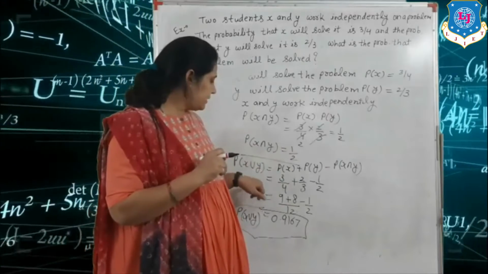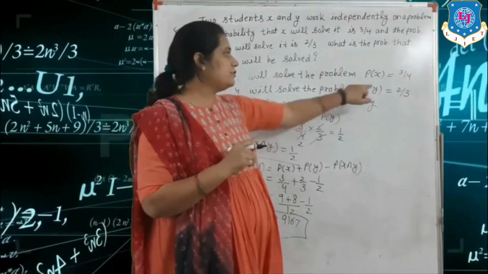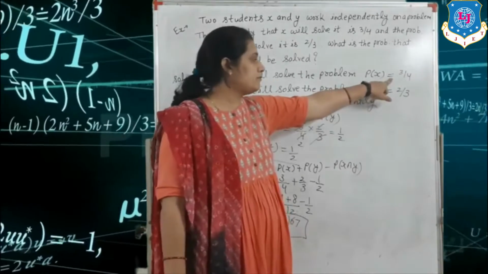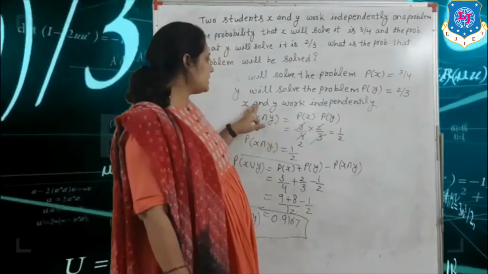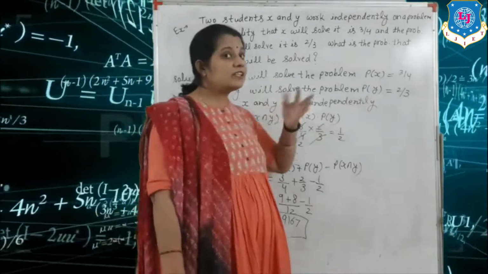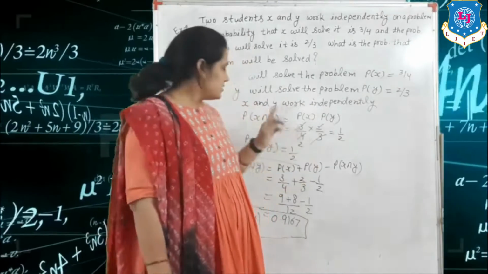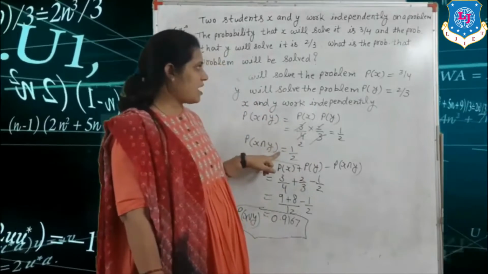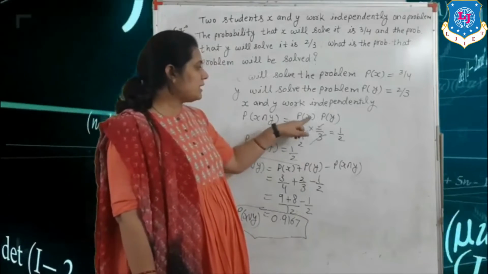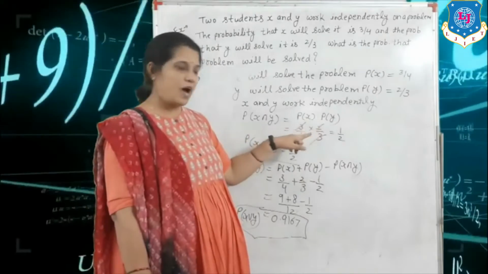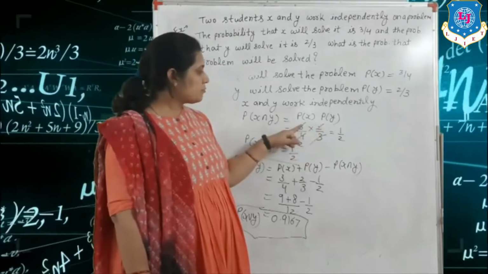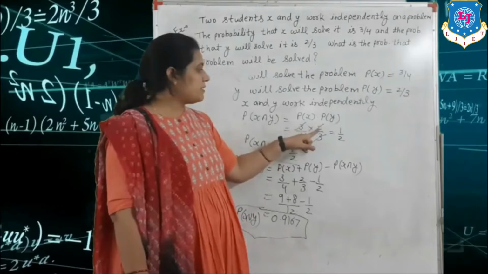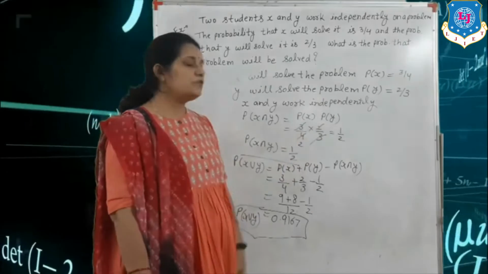For finding X union Y, we have the values P(X) is 3 by 4 and P(Y) is 2 by 3, and we are given that X and Y work independently. So P(X intersection Y) is equal to what? P(X) into P(Y). So here put the value: P(X) is 3 by 4, P(Y) is 2 by 3, which is equal to 1 by 2.